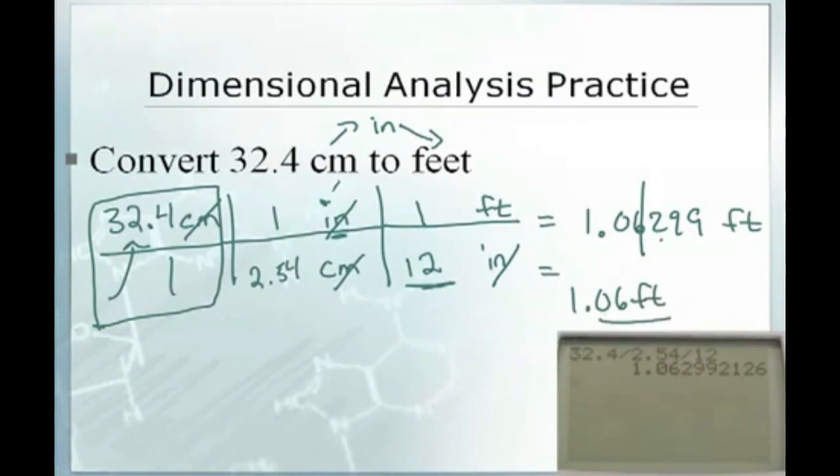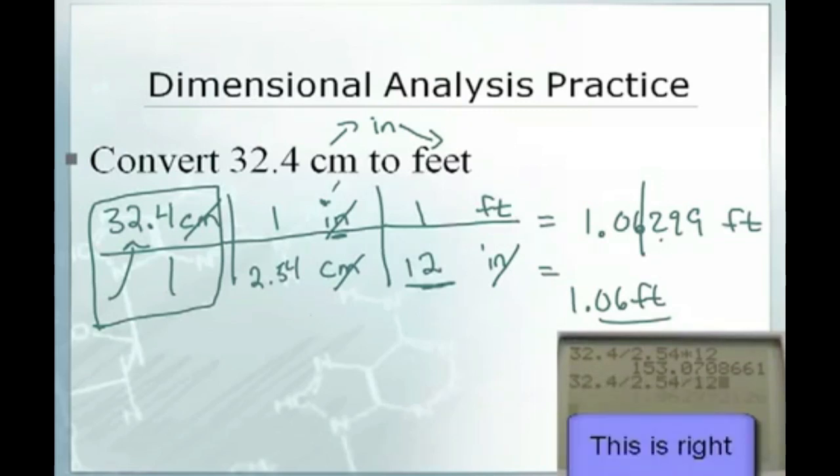Guys, don't make the mistake of hitting the times button. Let me show you what not to do. Don't go 32.4 divided by 2.54 times 12. That doesn't work. It works if you use parentheses, but just don't do it. You get the wrong answer. Right, it's 32.4 divided by 2.54 divided by 12. That's how you put it in.